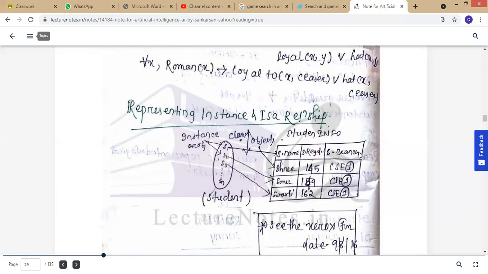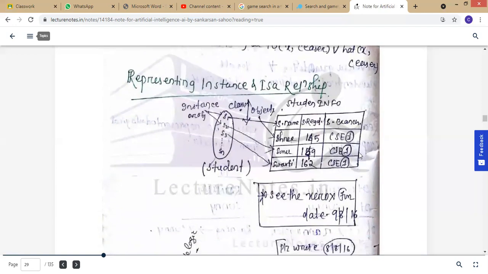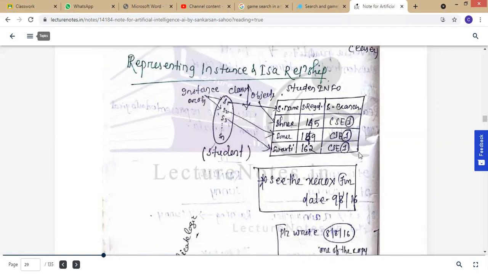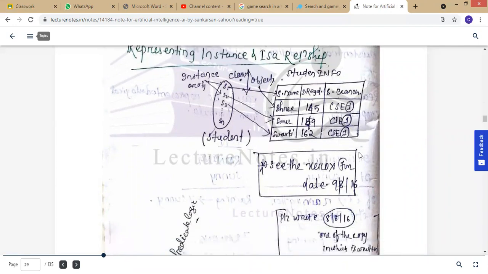So next, representing instances and their relationship. It includes the name and branch and also the roll number. Examples of the student.